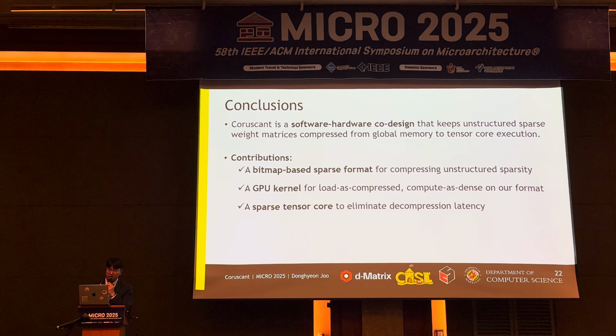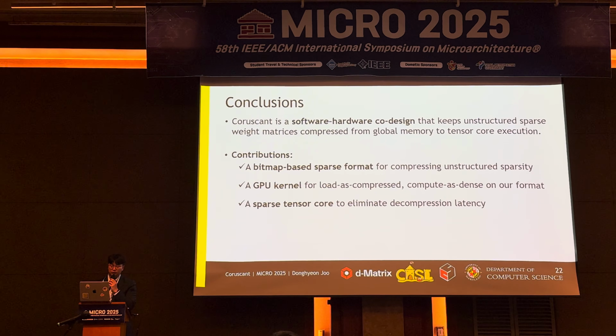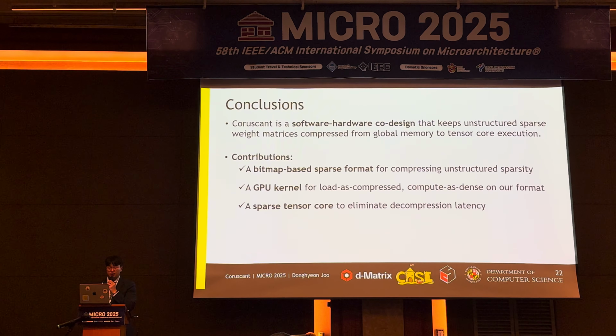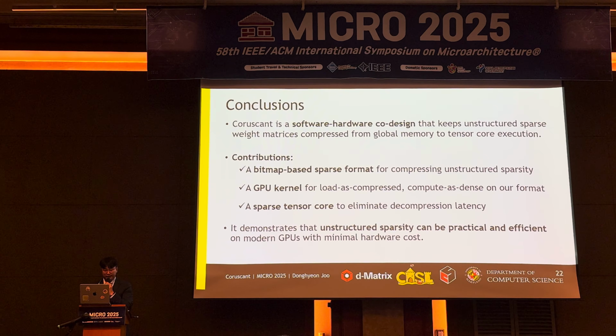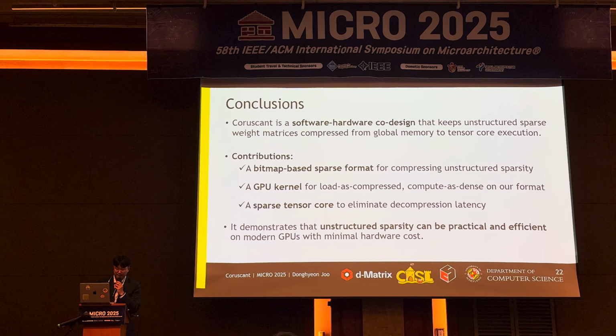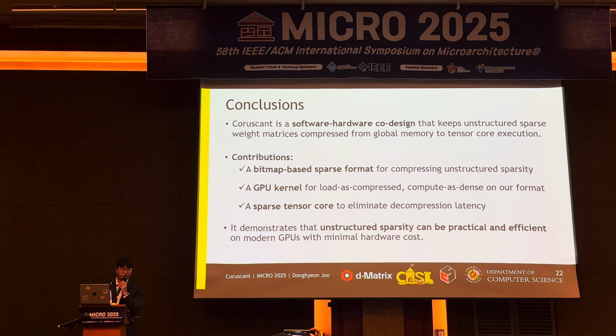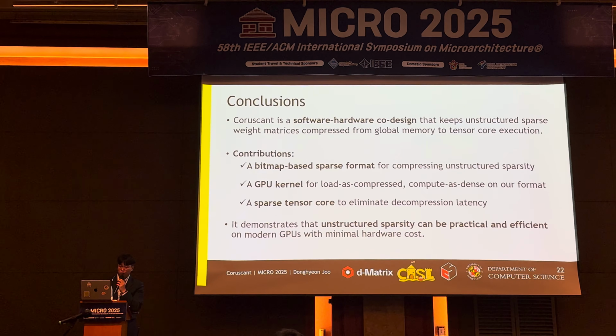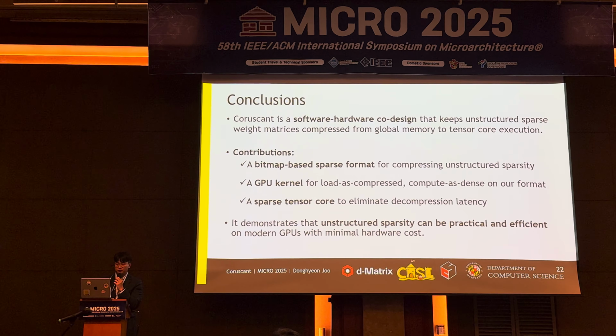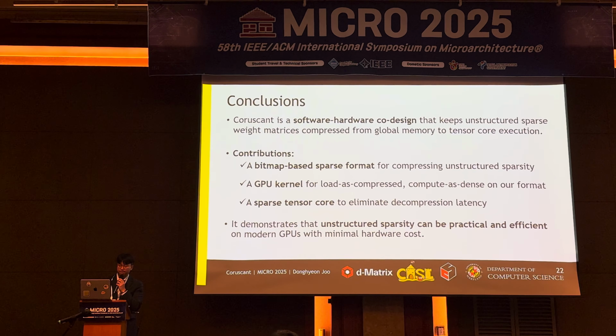And finally, with a minimal hardware modification, the bitmap decoder, Coruscant Sparse Tensor Core eliminates decompression overhead, achieving up to 1.75x speedup over cuBLAS. And together, these contributions bridge the gap between the algorithmic unstructured sparsity and hardware efficiency, paving the way for faster and more memory-efficient LLM inference on future GPUs.